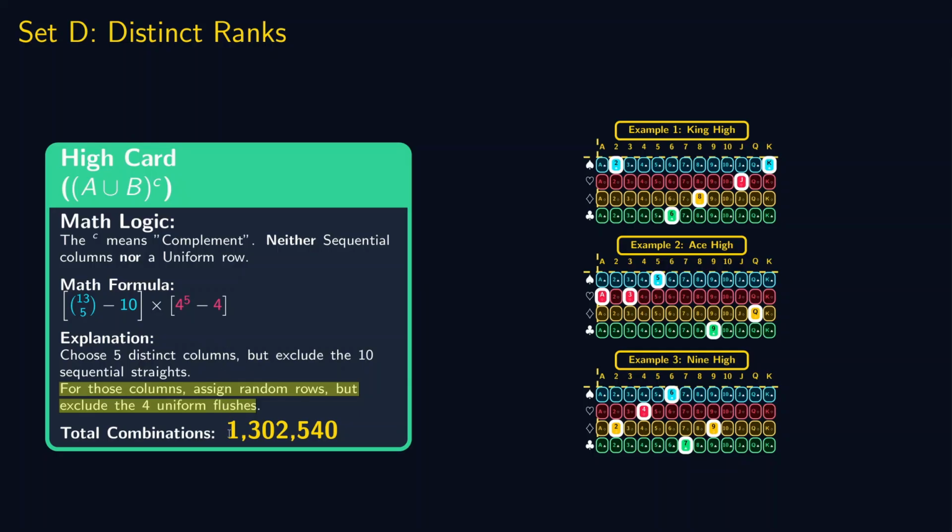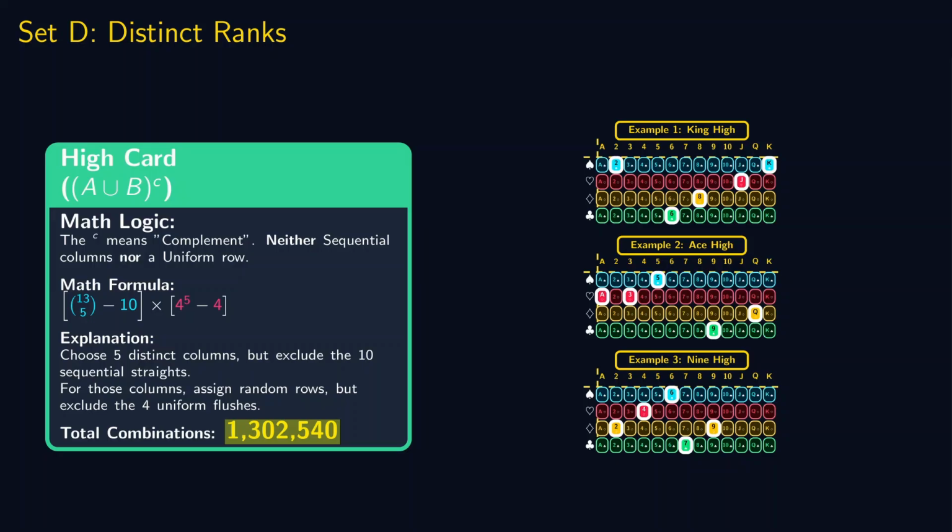Now we multiply the two parts together. 1,277 multiplied by 1,020 equals 1,302,540. There are exactly 1,302,540 high card hands in the deck. That number is staggering compared to everything else we have counted. More than 1 million hands, out of 2,598,960 total, are high card hands.